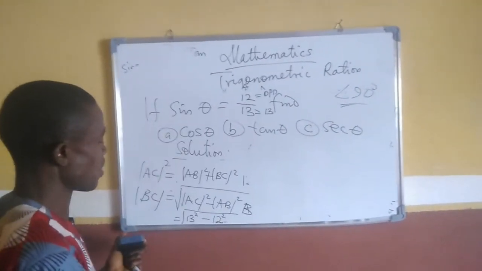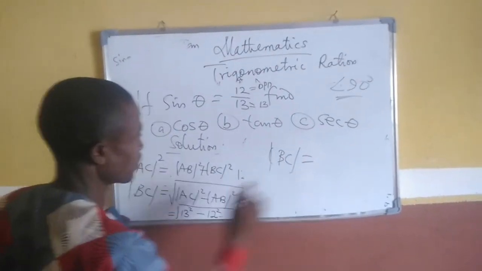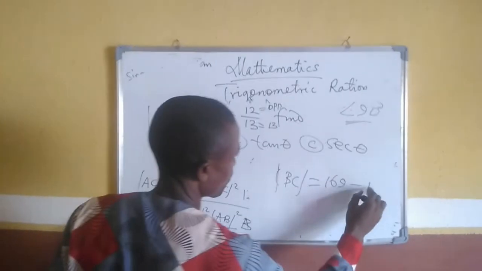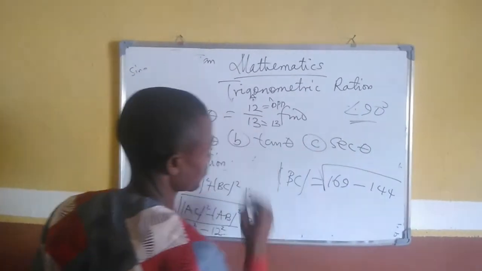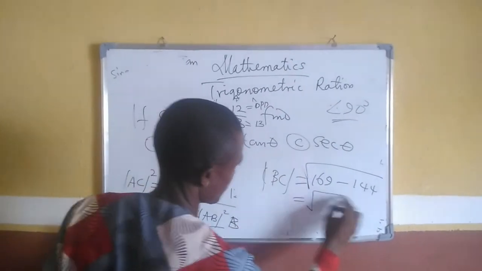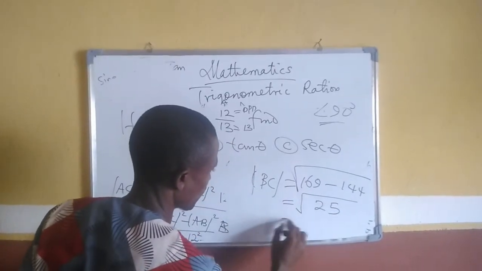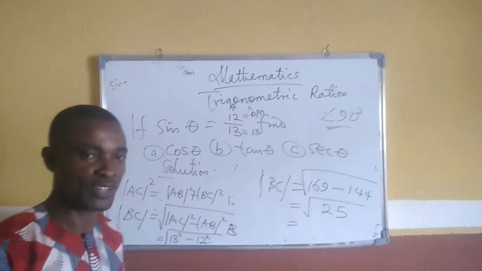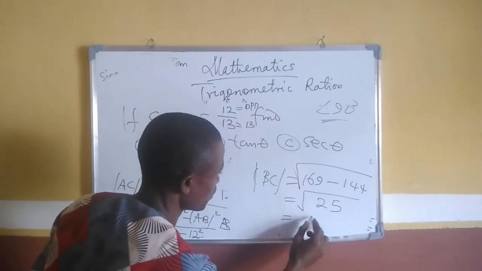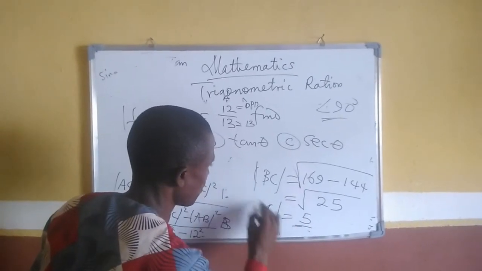What is the square of 13? That gives us 169. Then minus the square of 12, which is 144. That gives us 169 minus 144. Wow, I think that's very simple. That gives you 25. What is the square root of 25? It is not 625. You are not multiplying. The square root of it will give us 5.